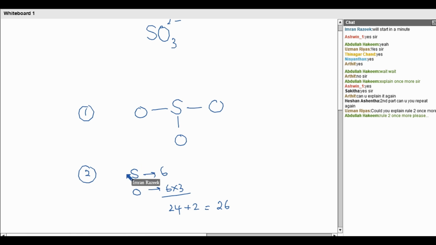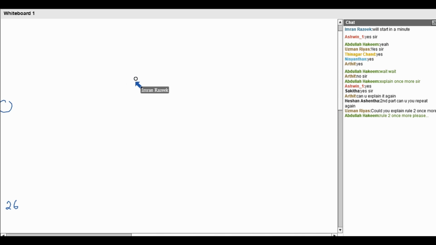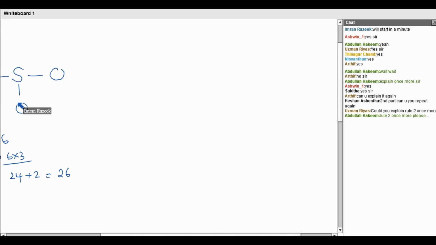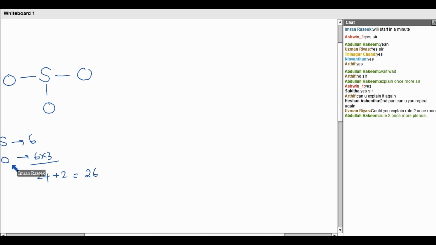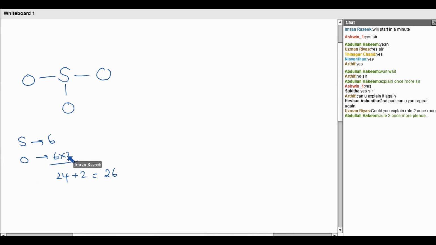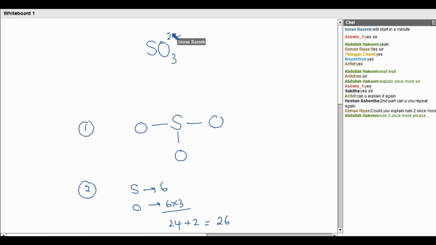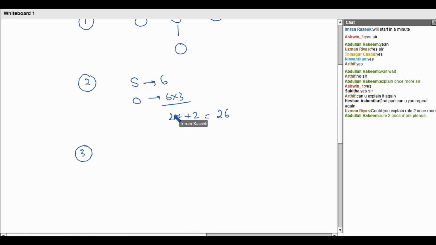I repeat the second rule again. It's a very simple rule. You establish the total number of valence electrons. What are valence electrons? The number of electrons in the outermost shell, which is the group number. Sulfur is in group 6, oxygen is in group 6, and there are 3 oxygens, so there are 18 electrons for oxygen. 18 plus 6 is 24, and for each negative charge you add an electron. You can see the charge is 2 minus, that means I need to add 2 electrons. For each positive charge, you subtract an electron. For 2 plus, you subtract 2 electrons. Plus 1, subtract 1 electron.